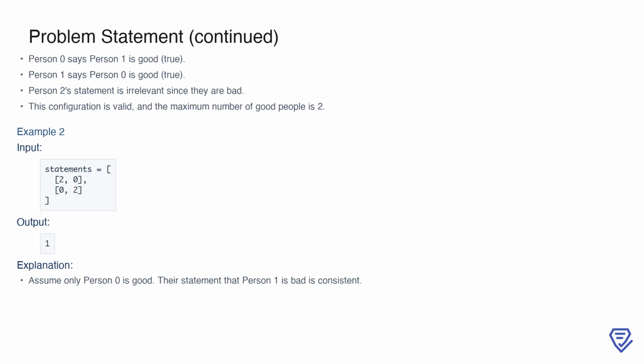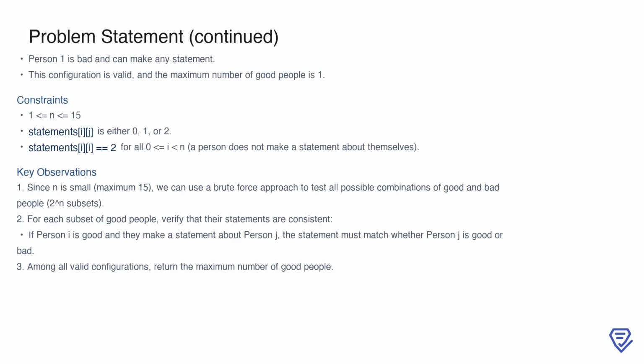logically consistent. To solve the problem, we make a few key observations. First, because the value of n is relatively small, with a maximum of 15, we can use a brute force approach to test all possible subsets of people as either good or bad. This involves generating all 2^n combinations of good and bad people.